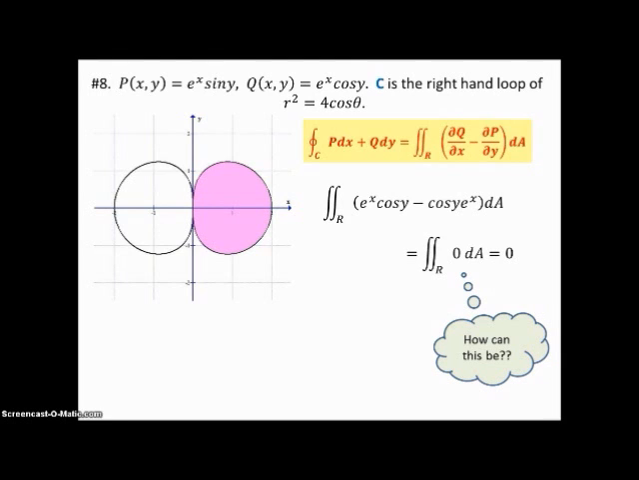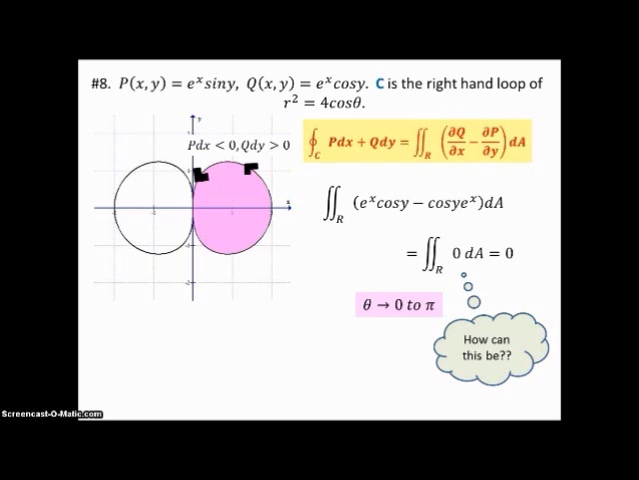Well, if you take a look at the graph, theta is going to go from 0 to pi to get that purple loop. If we go from 0 up to the top of the area, p dx is negative and q dy is positive, if you check values, because the cosine value is going to be positive there and the sine value is going to be positive, but we're going backwards along the x-axis, so dx is negative, and going up, dy is positive.